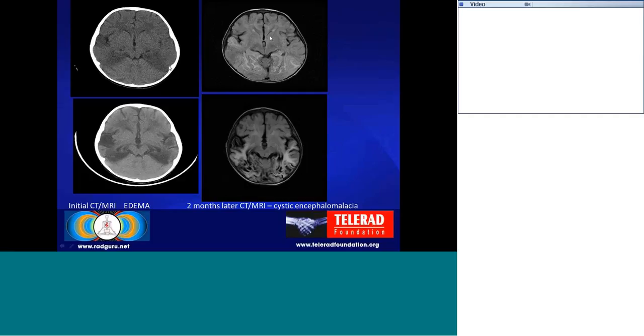This is a patient. I will show you examples where in the CT and MR, in the early phase of imaging, we can see slight edema in the occipital lobes, whereas after 2 months of imaging, we can see that there is cystic encephalomalacia developing in the parieto-occipital lobes. So CT and MR are also used for follow-up of patients with encephalitis.